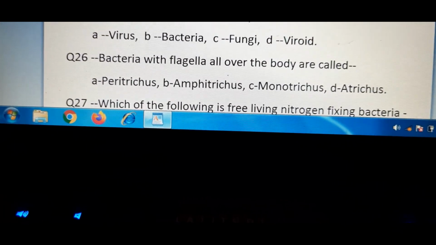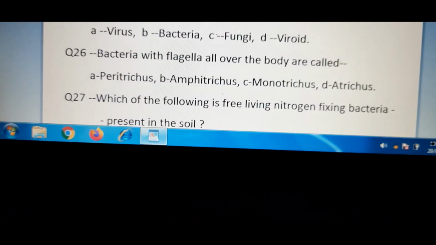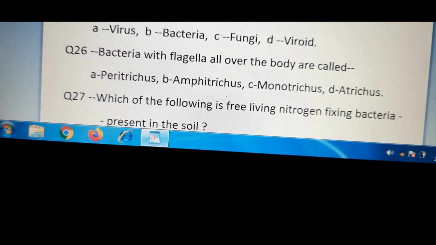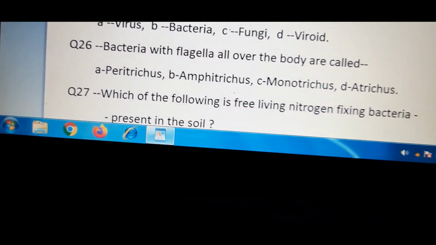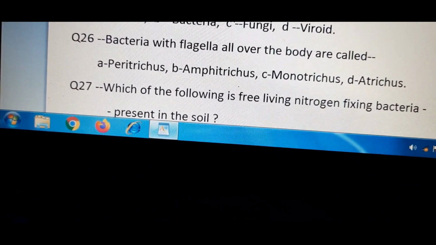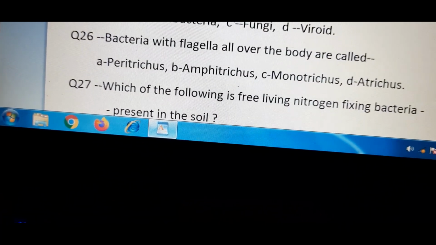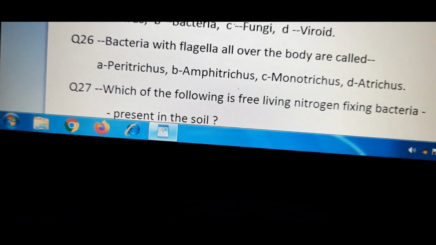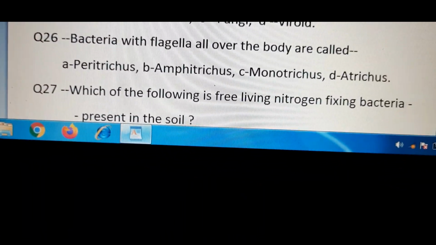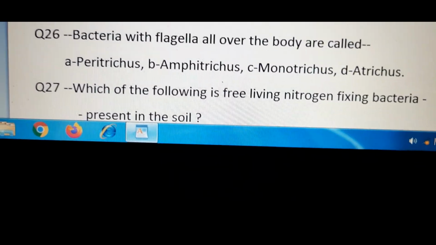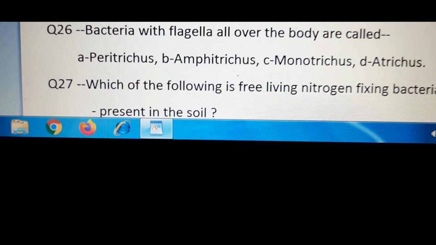See, bacteria with flagella all over the body means the answer is peritrichous. First answer, A is the answer. Some bacteria have flagella at only one end. They are monotrichous, and some have them at the two ends, that is two poles only. They are amphitrichous, and if there are no flagella at all, they are atrichous. So if present on the entire surface means peritrichous. A is the answer for this question.